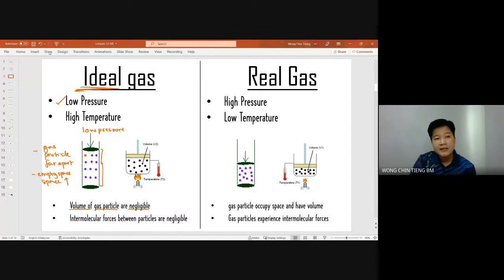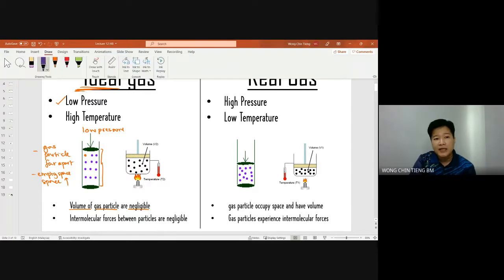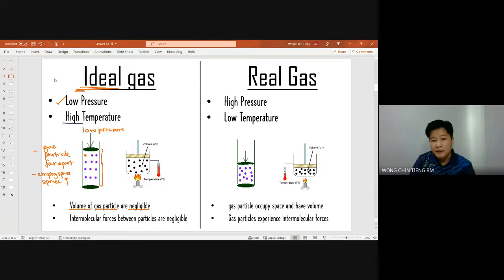Okay? And then the next one is when the temperature is high. When the temperature is very high, again, the kinetic energy is very high. When kinetic energy is very high, what happens? We move very fast. Right? Say I heat you up. What if I put a candle under your chair right now? What would you do? You would start running, right? So when your kinetic energy is very high, you tend to move very fast.